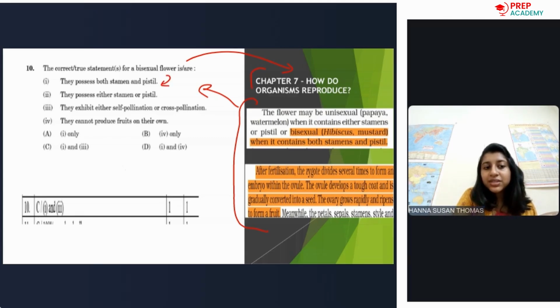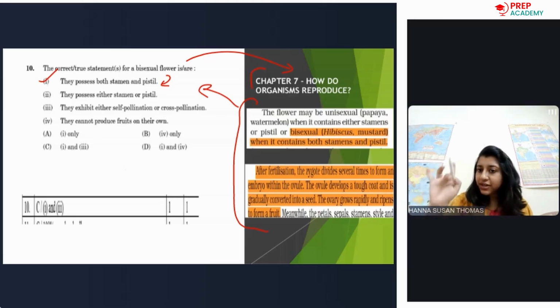The correct or true statements for a bisexual flower are: the first statement, they possess both stamen and pistil. It's correct. It's directly given in your reader also. Bisexual, example hibiscus, mustard, etc., when it contains both stamens and pistil. So the first statement is correct. If the first statement is correct, then you can eliminate option B. So either A, C, or D.